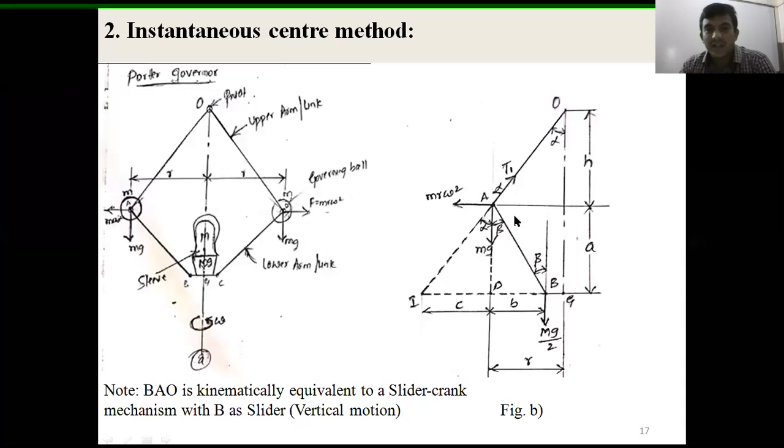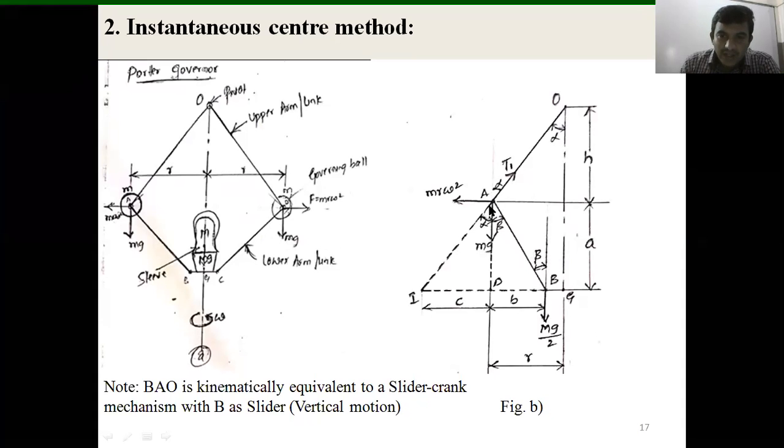Now see that here. Now extend this line OA. There's a dashed line from A, and from the point B. There's a point B, which is the slider.